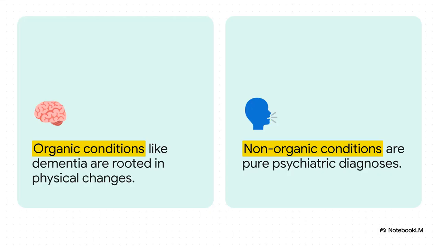Which brings us to a really vital distinction for us clinical coders: organic versus non-organic. You've got to differentiate organic conditions, like dementia or delirium, which are rooted in physical or neurological changes and grouped to MDC 01 for the nervous system, from the non-organic pure psychiatric diagnoses that strictly fall into MDC 19.